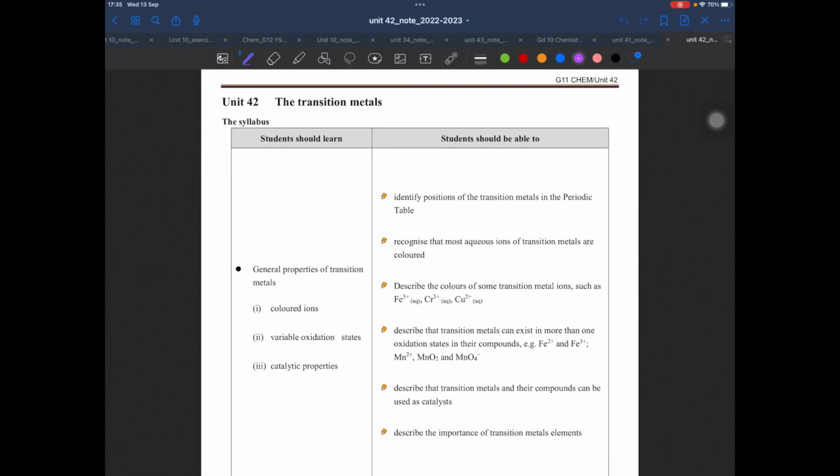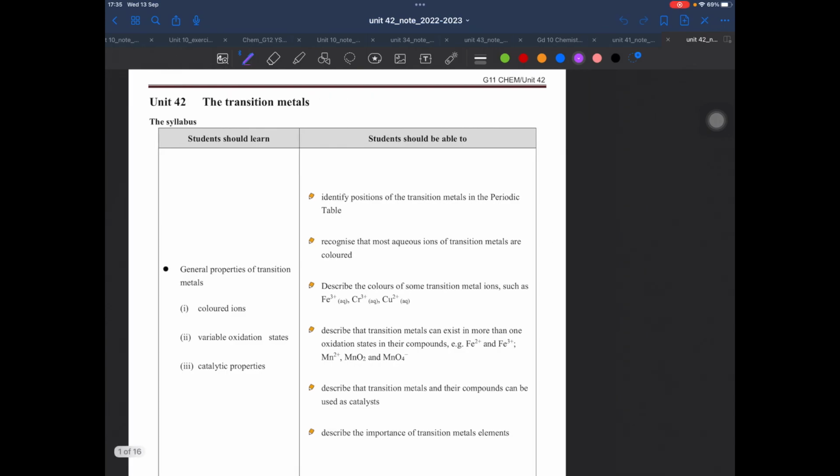And here is unit 42. It's a very short unit and it is not difficult, just in case you got a good memory.